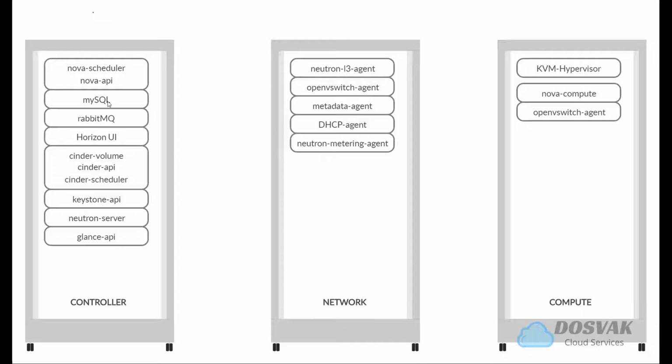The MySQL is used by all the nodes as well as the controller node to store the state of the OpenStack environment. RabbitMQ is for messaging, which all the nodes communicate with, take messages from, and send messages to for the entire choreography of the OpenStack environment.